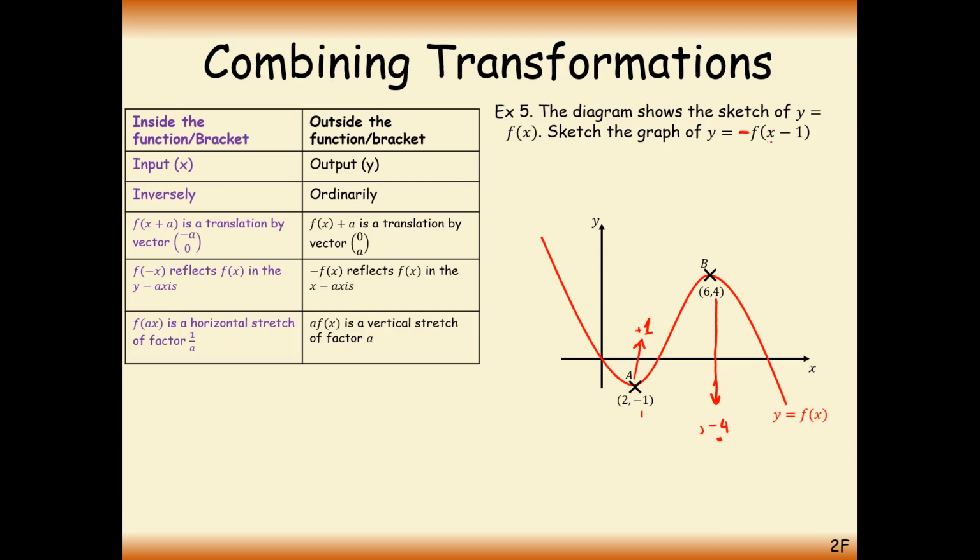Now let's consider the x values. X values will be added by a unit of 1, because the y-axis will shift to the left by 1 unit. What we see with our naked eye is that the graph will actually move to the right by 1 unit. So this 6 will go to 7, and this 2 will go to the 3. So we have 3, 1 and 7, -4 for the coordinates of A and B.